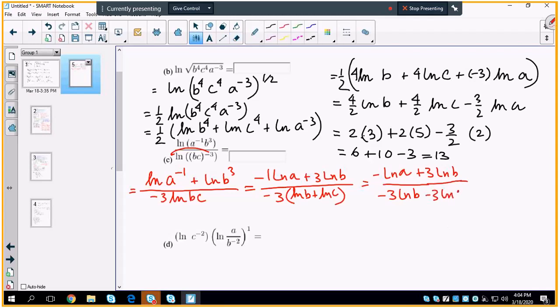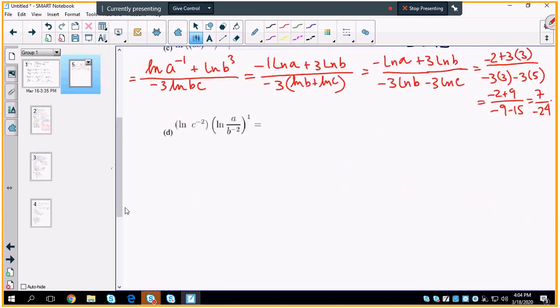Natural log of a is 2, so I get minus 2 plus 3 times natural log of b, which is 3, over minus 3 times 3 again, and natural log of c is 5. So let's simplify. I get negative 2 plus 9 over negative 9 minus 15. Negative 2 plus 9 is positive 7, over negative 24. And that's my final answer: 7 over negative 24.